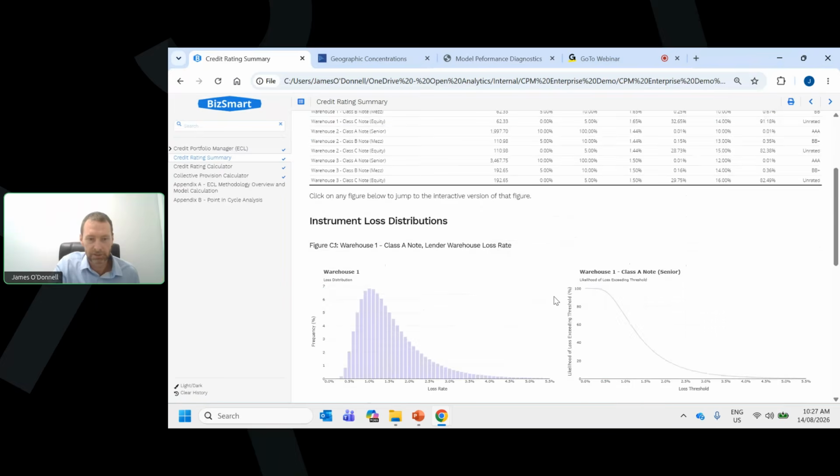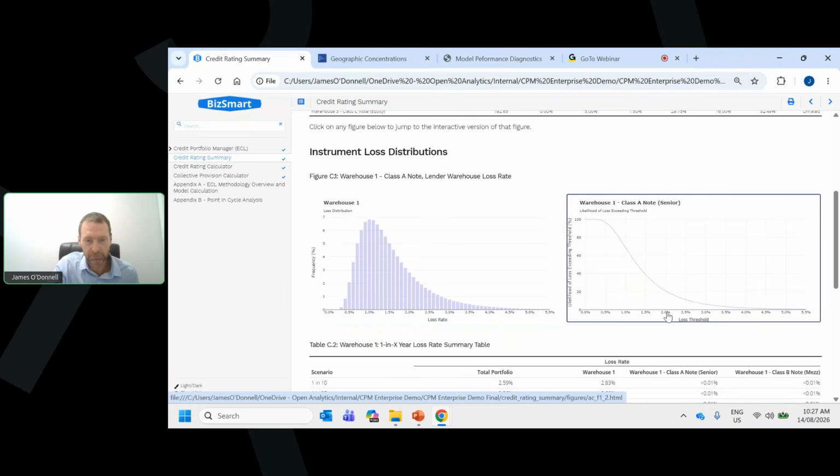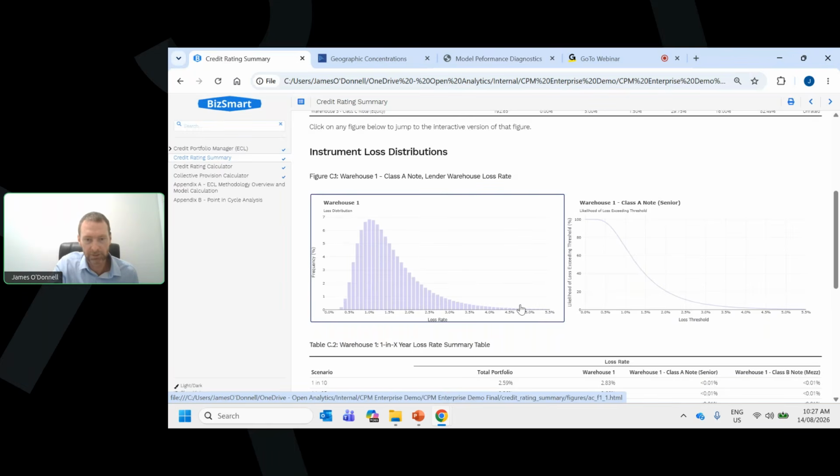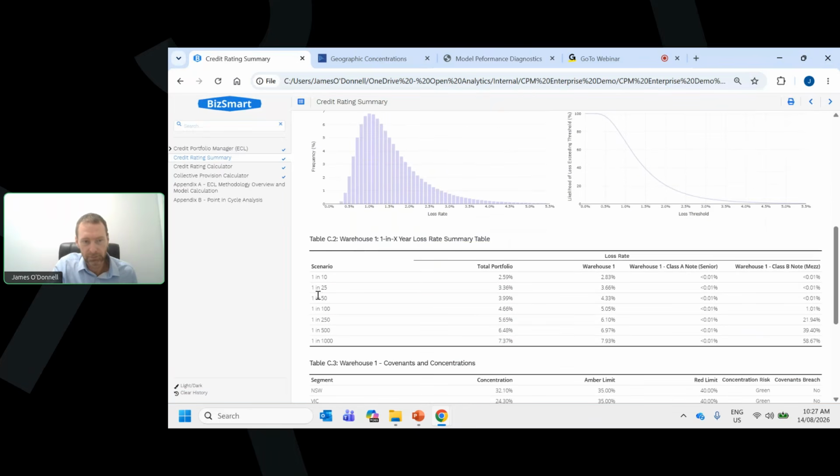And then what we're doing is looking at this distribution for the funding warehouse. So if you take warehouse one, there's a loss distribution. And really, from a funder's perspective, it's: how much of that distribution is above various attachment points and in the tail? This table below probably summarizes that best. You've got these scenarios of basically a 1 in X stress. So if you take, for example, the 1 in 100, we're looking at the loss rates here at a 1 in 100. For the whole loan book, the whole pool here, it's about 4.7%.